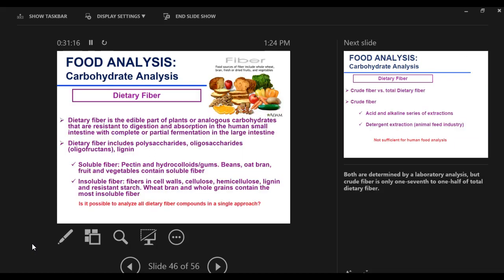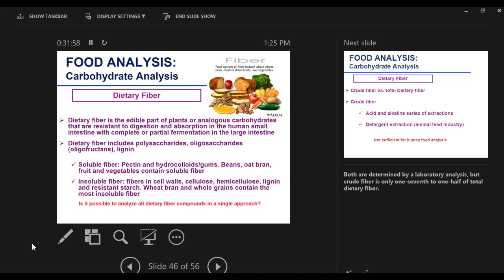All right, moving along. Dietary fiber. We defined it as plant material that is not digested or absorbed in the human small intestine, and it can be fermented either partially or completely in the large intestine by microorganisms. Dietary fiber can include polysaccharides, oligosaccharides, oligofructans, that means saccharides made up of a fructose chain, or lignin. Lignin is not a carbohydrate.